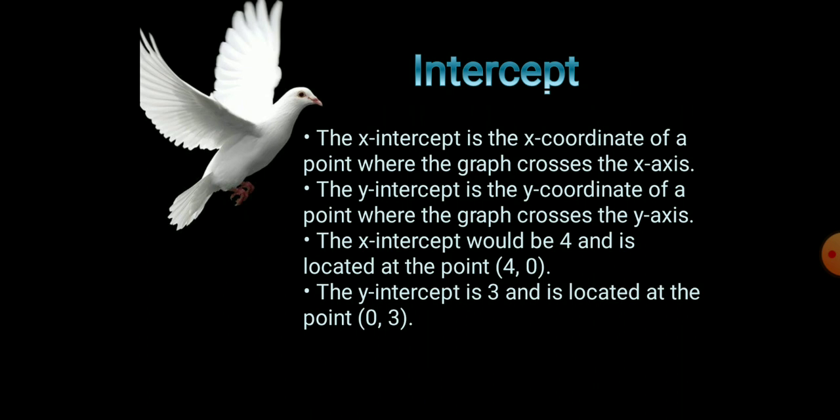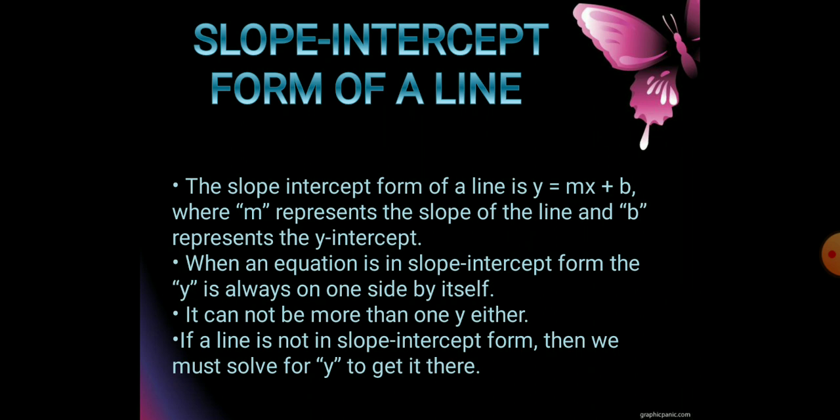The x-intercept is the x-coordinate of a point where the graph crosses the x-axis. The y-intercept is the y-coordinate of a point where the graph crosses the y-axis. Here the x-intercept is 4 and is located at the point (4, 0). The y-intercept is 3 and is located at the point (0, 3).